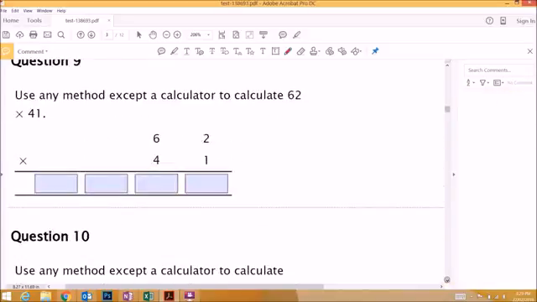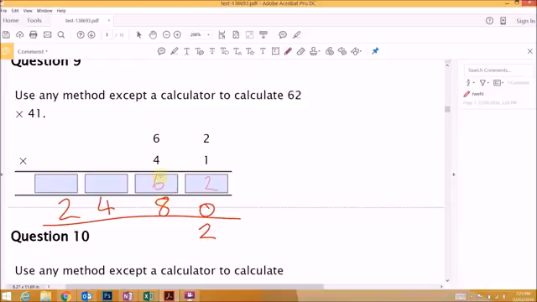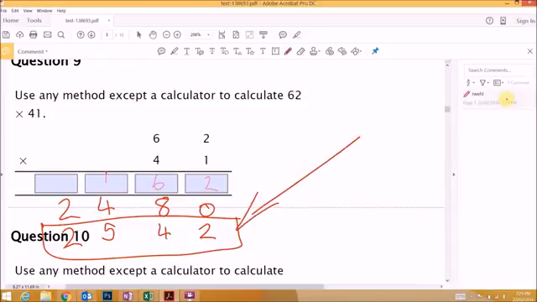Next question, question 9. Use any method except a calculator to calculate 62 times 41. Alright, so here 1 times 2 is 2, 1 times 6 is 6, put in my 0, 4 times 2 is 8, 4 times 6 is 24. We add them up. 2, 6 and 8 is 14. I hope you're all checking my calculations. Sometimes I do get things wrong. So that is our answer. 2542.